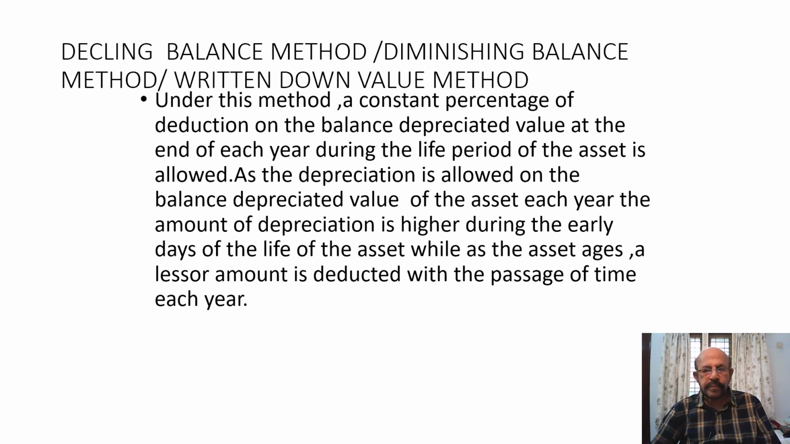Declining balance method, or diminishing balance method, or written down value method. Under this method, a constant percentage of deduction on the balance depreciated value at the end of each year during the life period of the asset is allowed. As the depreciation is allowed on the balance depreciated value of the asset each year, the amount of depreciation is higher during the early days of the life of the asset, while as the asset ages, a lesser amount is deducted with the passage of time each year.